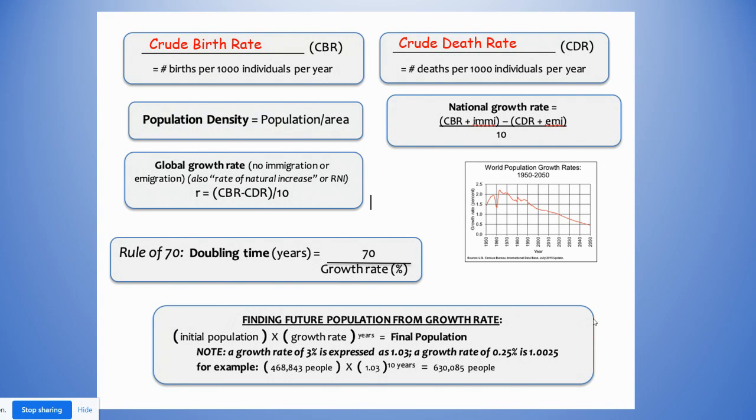But for finding future populations from that growth rate, you take your initial population times the growth rate to the power of years, and that's your final population. So a growth rate of 3% is expressed as 1.03. A growth rate of 0.25% is 1.0025. For example, you would have this many people growing at a 3% growth rate over 10 years is that many people. So in your packets, you've got some math.